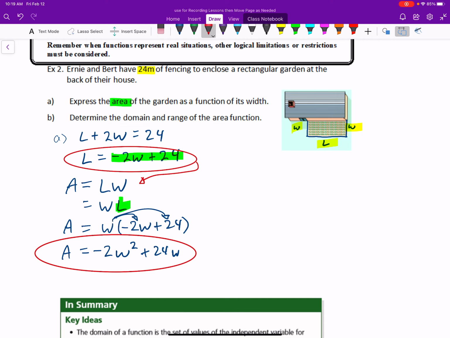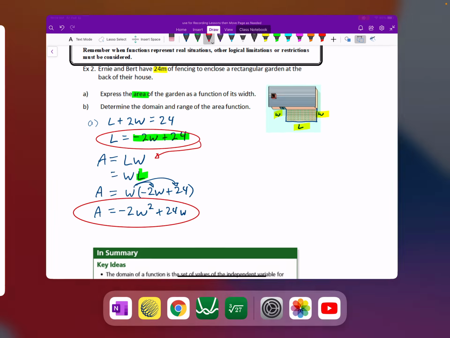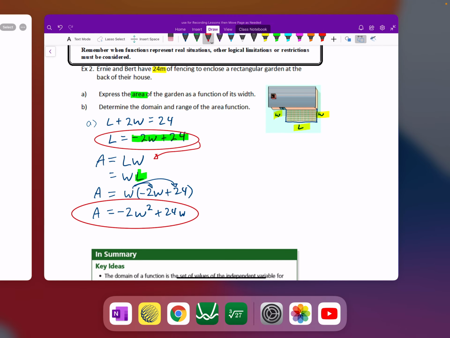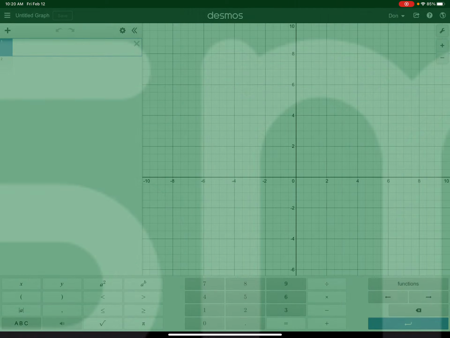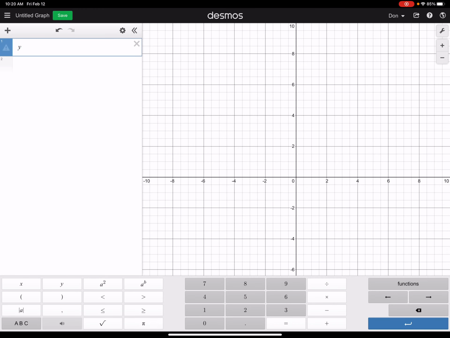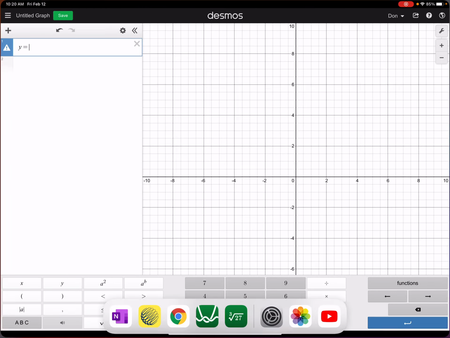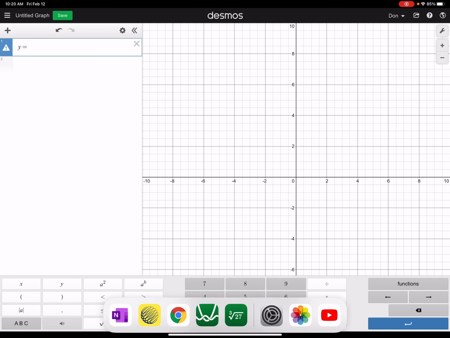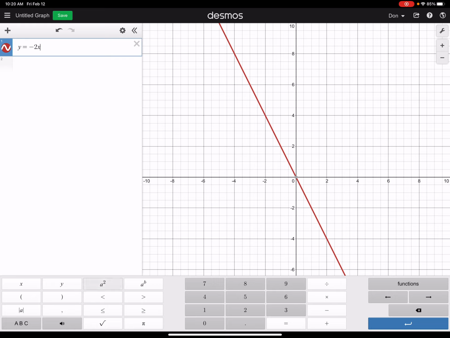Or I could go to Desmos. There's nothing wrong with using Desmos, so why don't we do that in this case? When I go to Desmos, I'm going to replace the A with a Y and the W with X because that's how Desmos works. Otherwise, I'll do the same equation. So Y equals negative 2X squared plus 24X.